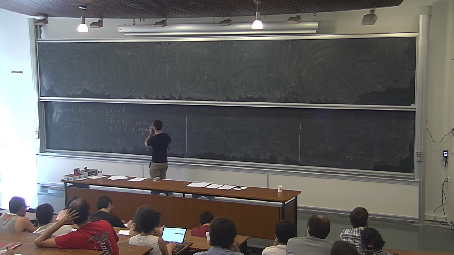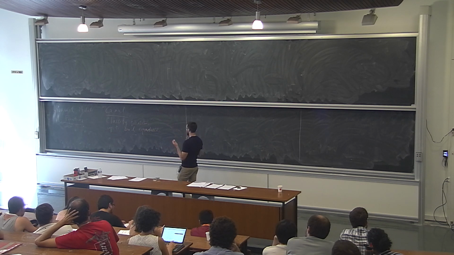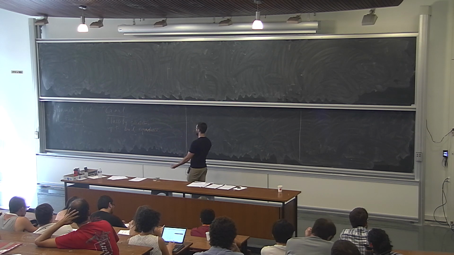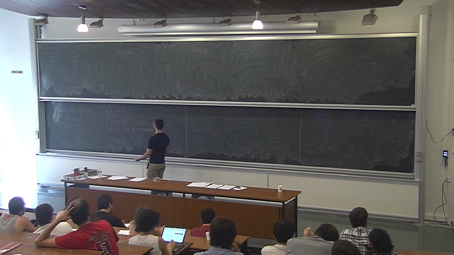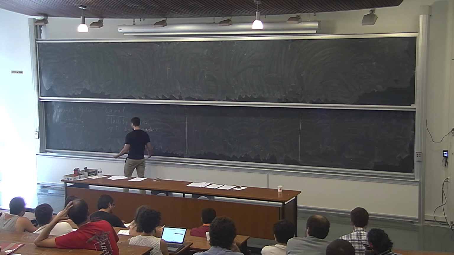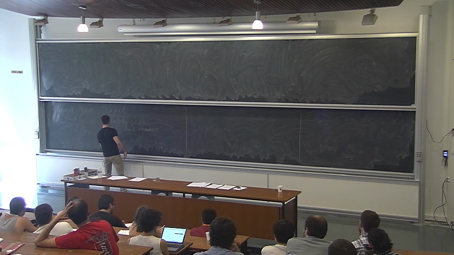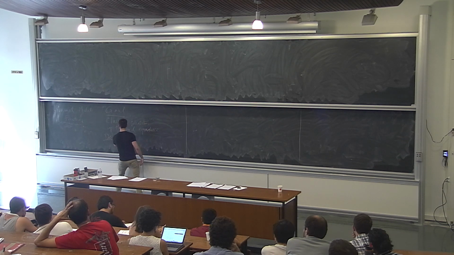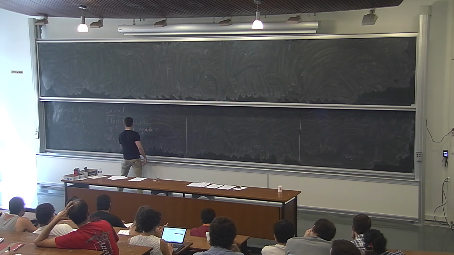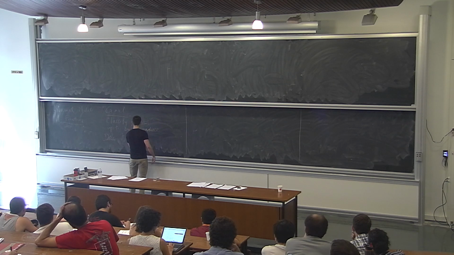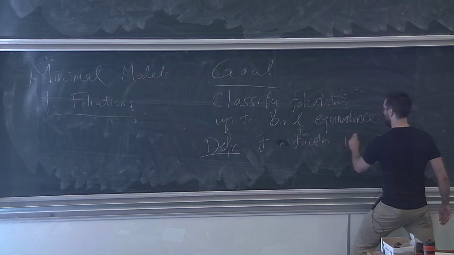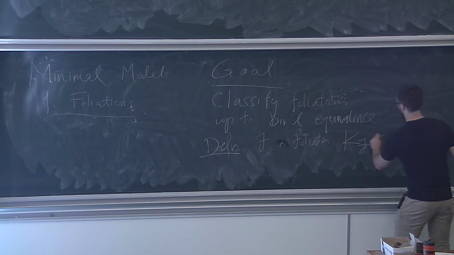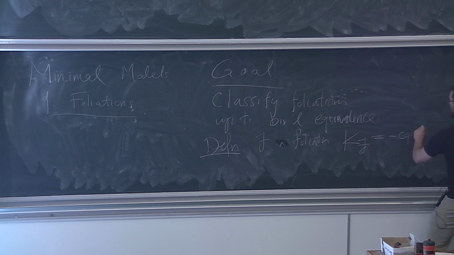And to do that, first off, we want to associate to every foliation a fundamental invariant, namely its canonical class. So Carolina defined this for us, but just to refresh our memories. Definition: given a foliation F, we define the canonical class K_F of F to be minus the first Chern class of the tangent bundle, or tangent sheaf, of F.